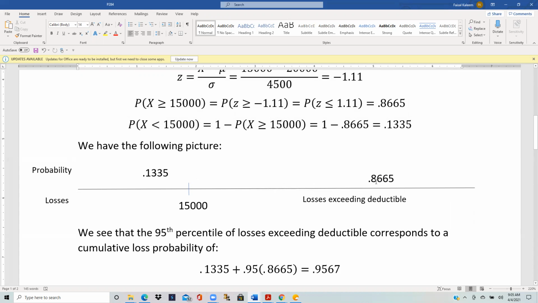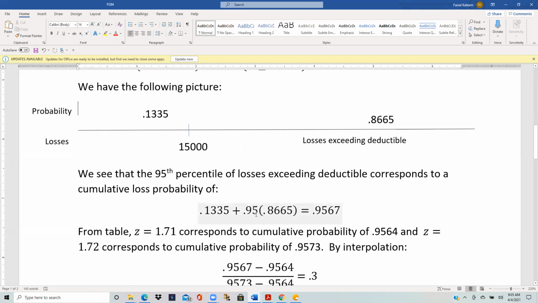And we want to see what the corresponding percentile of the losses will be. So these are losses exceeding the deductible. If you take 95% of that, you get 0.95 times 0.8665. So that will give you the 95th percentile in this portion, but we want the corresponding 95th percentile of the losses.